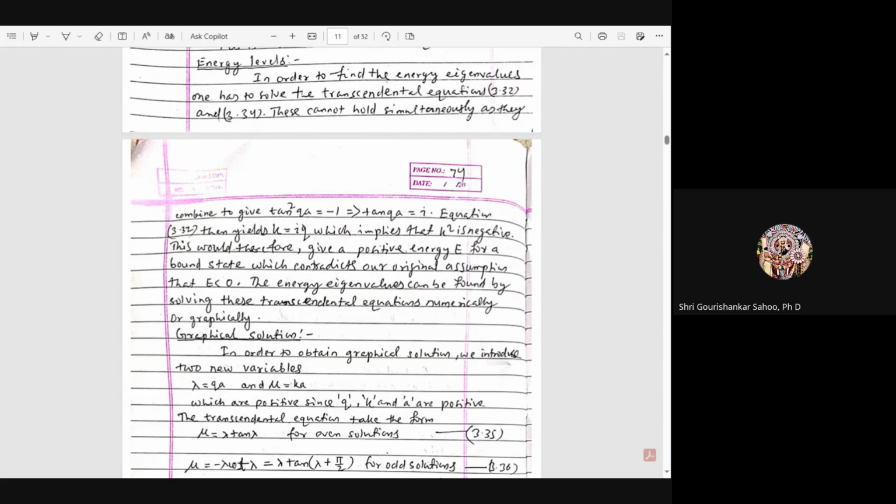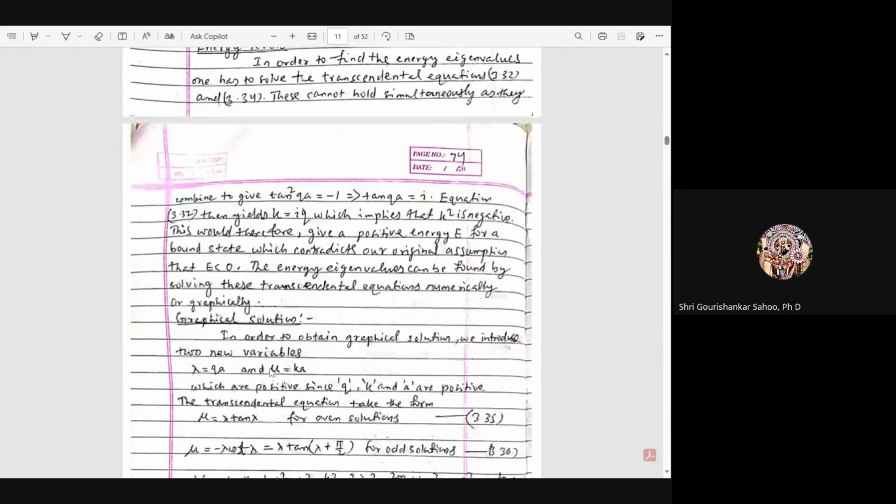The graphical method is an easier method. So let us solve it graphically, and you will enjoy solving it graphically. In order to obtain the graphical solution, we introduce two new variables. The two new variables are lambda and mu. Lambda is equal to qa and mu is equal to k, which are positive since q, k and a are positive.